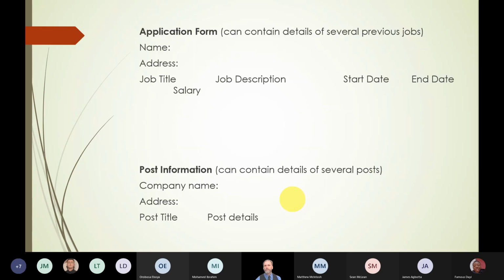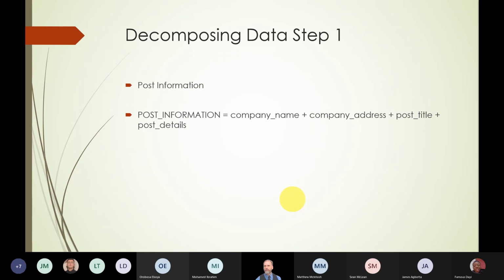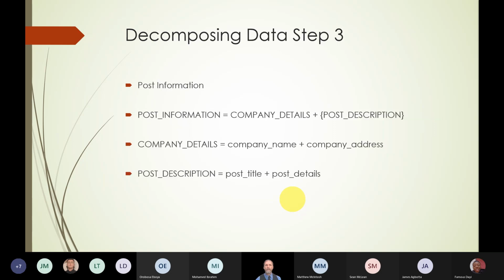Same thing with the post. We start to write down everything. Company name, address, post title. But of course, a company may have more than one post available. So that goes into our repeating part. And then we can start to extend that out and say, okay, we'll take the bit that's not repeated and the bit that is repeated and we'll make them separate names and we'll call them company details and post description. Okay, so it's fairly logical. We go through what's required and we try and understand how the data is put together.